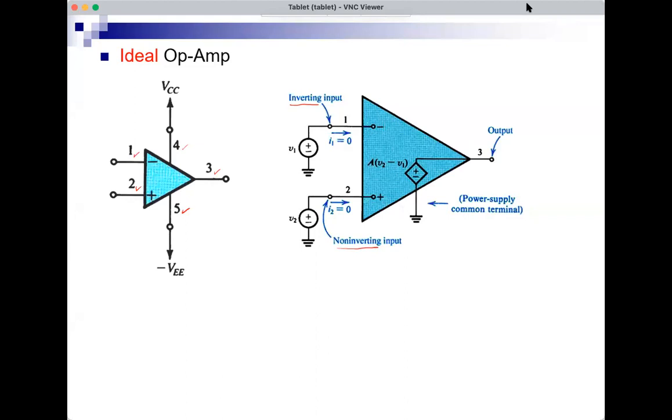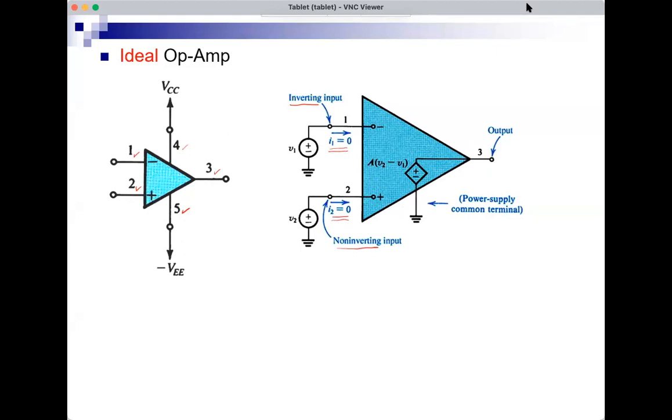For the ideal case, there is no input current, neither at the inverting nor at the non-inverting input. So the input current is 0 at 1 and at 2. And this means that there is an infinite input resistance.